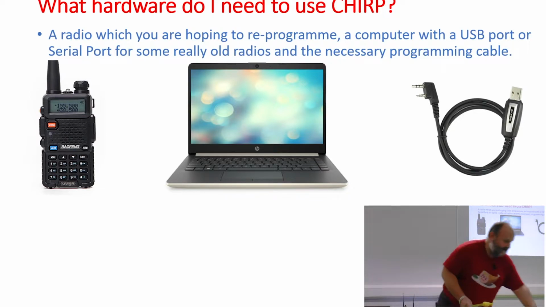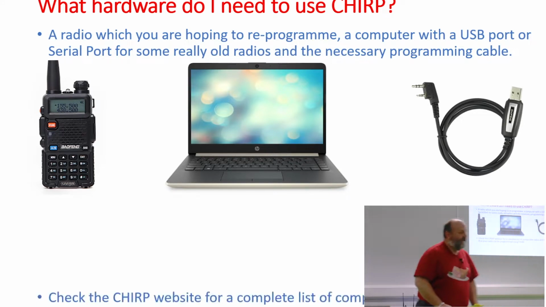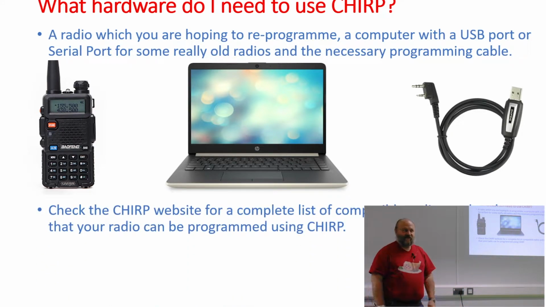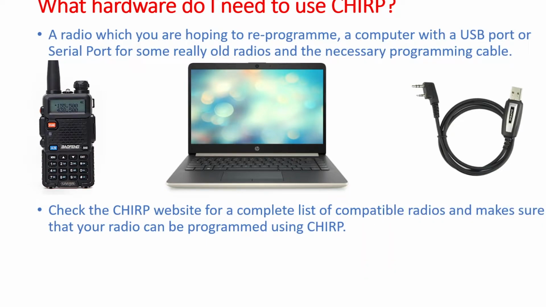So before you do all of that, I'd suggest you check the CHIRP website for the complete list of compatible radios, and make sure that the radio that you have is actually supported by CHIRP, because otherwise you might end up wasting your time doing all of this if it's not actually supported by CHIRP. But there is a very, very lengthy list on the CHIRP website that says all the compatible radios.